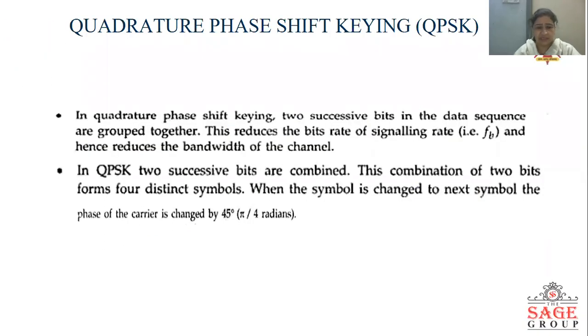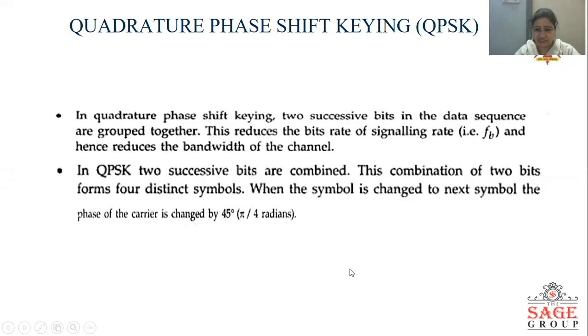We have already done in our previous lecture that in binary phase shift keying, each symbol is represented by a single bit, whereas in quadrature phase shift keying, two successive bits in the data sequence are grouped together. This reduces the bit rate or signaling rate and hence reduces the bandwidth of the channel, which is an advantage of the system. In QPSK, two successive bits are combined. Thus, the combination of two bits forms four distinct symbols.